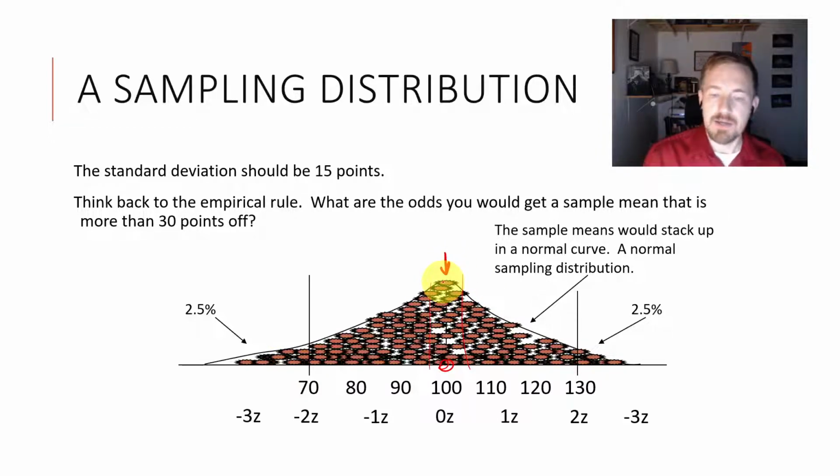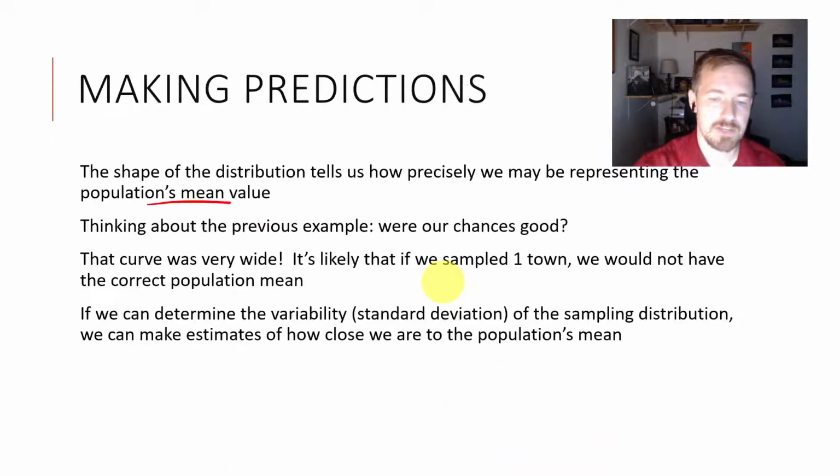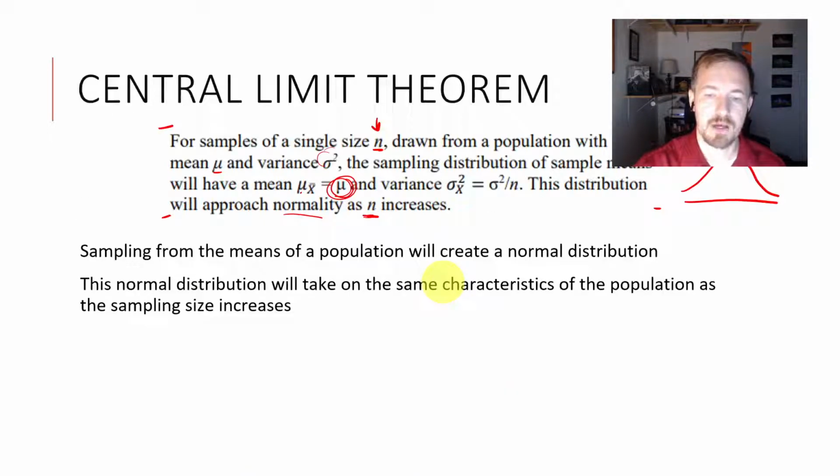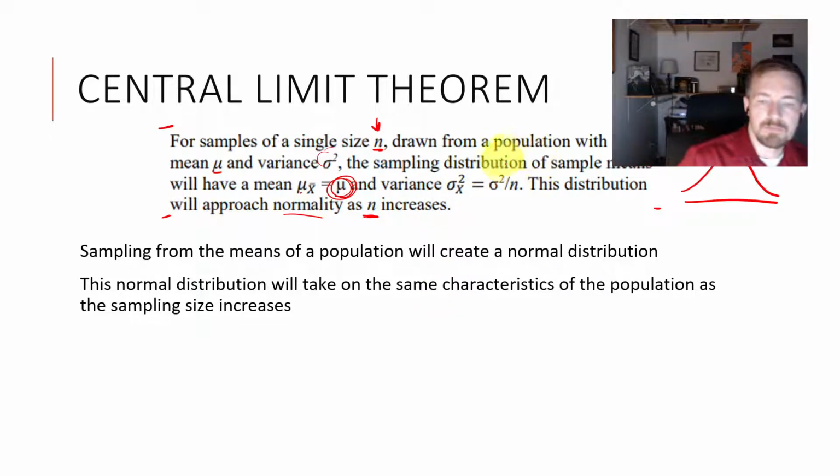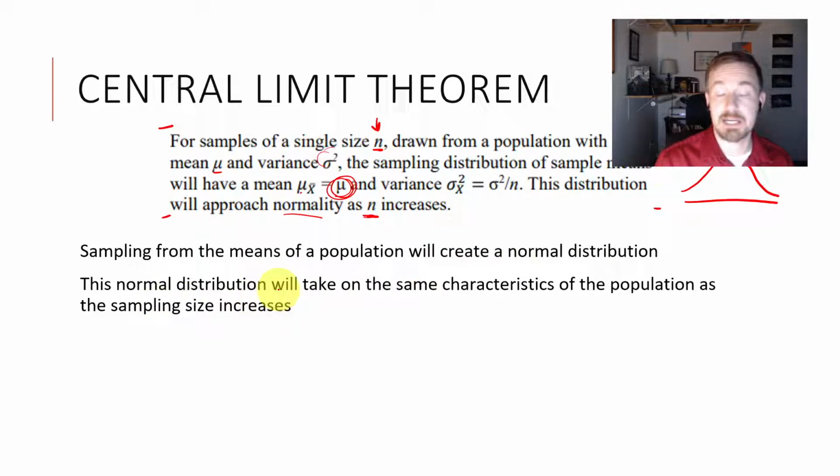That's what it's saying. So if we get a lot of samples, then the mean of all of those samples should be pretty close to our population. And the variance of that distribution should be pretty close to the standard deviation of that distribution. All right. So sampling from the means of the distribution will create a normal distribution, and the normal distribution will take on the same characteristics.